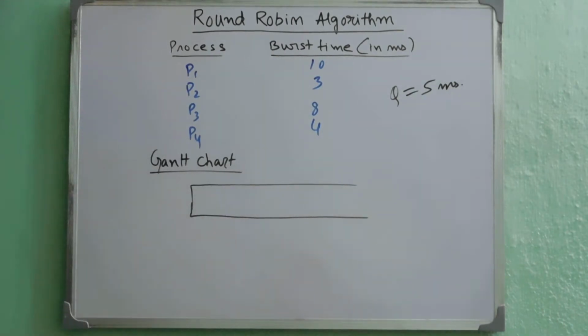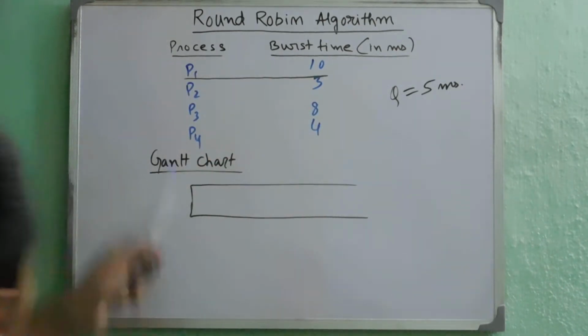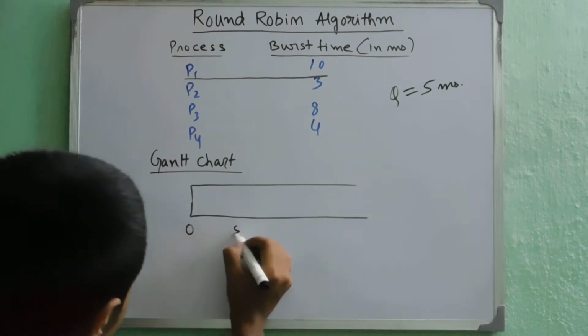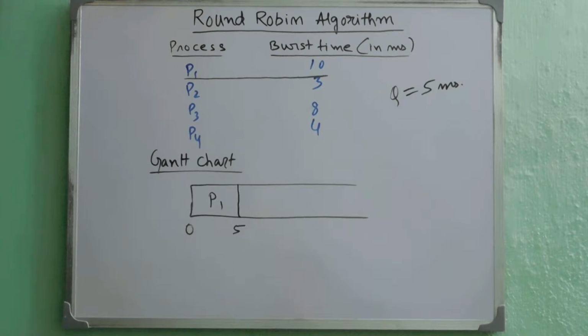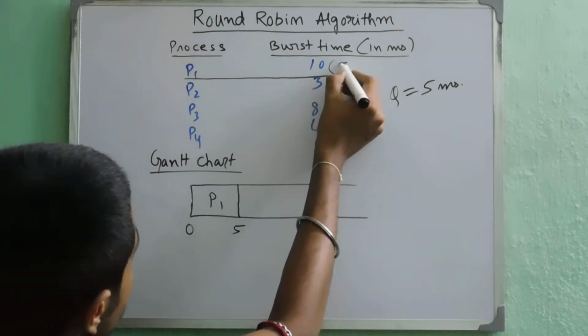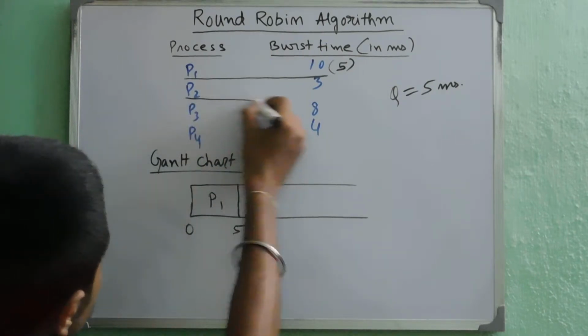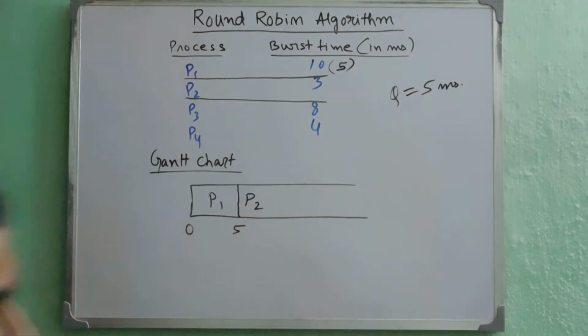Now for P1, we are getting 5 milliseconds. So from 0 to 5 P1 will execute. Now P1 has burst time 10. That means after the first slot P1 will still have 5 milliseconds left for execution. Then we have P2. Now P2 will get 5 milliseconds.